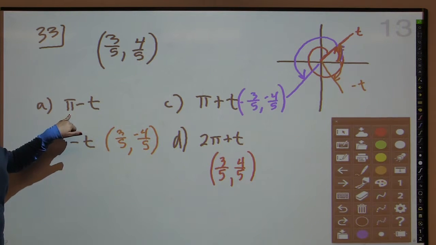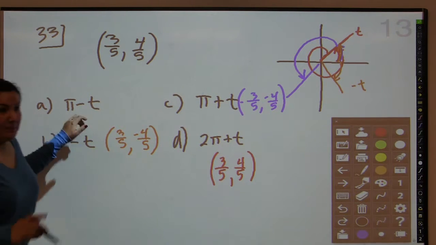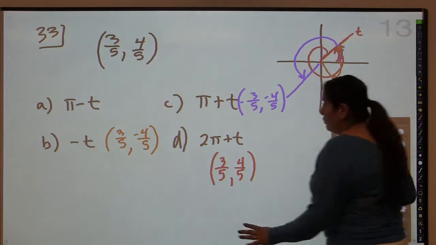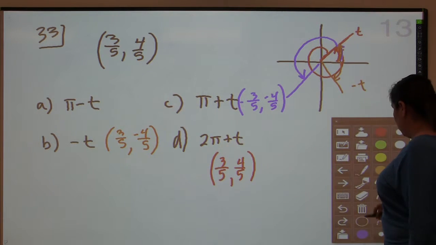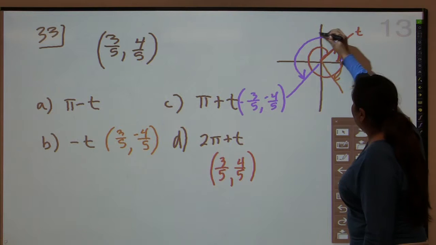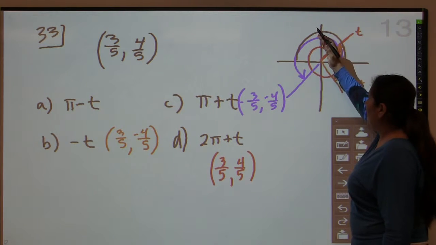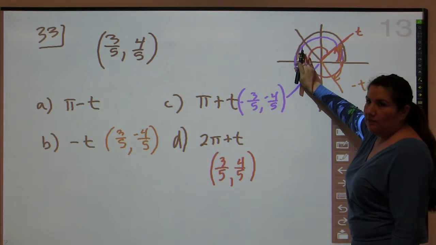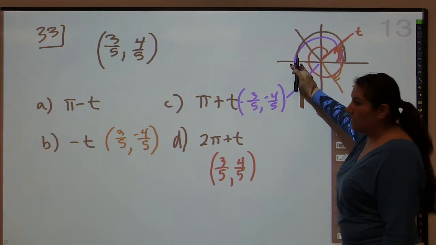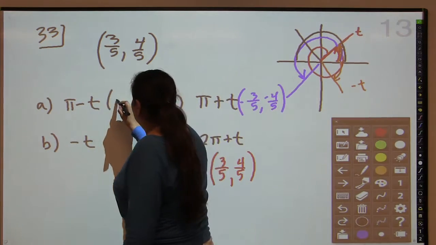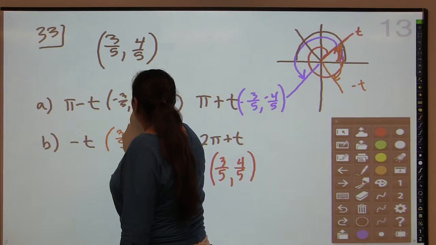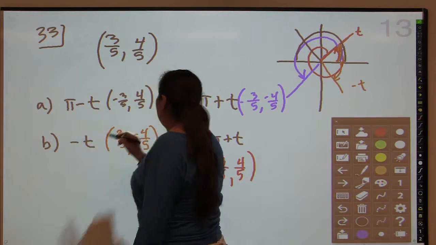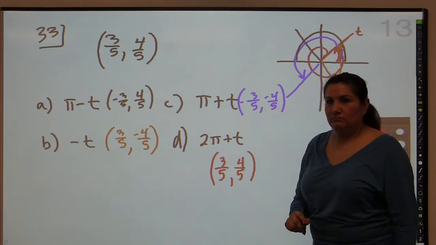So what about pi minus t? Now be careful, because pi is first. My graph's getting really ugly now, but here's your pi, and I'm going to go back t. But I'm still going to be in quadrant 2, right? So it's going to be negative x, positive y. And that is how you do that problem.